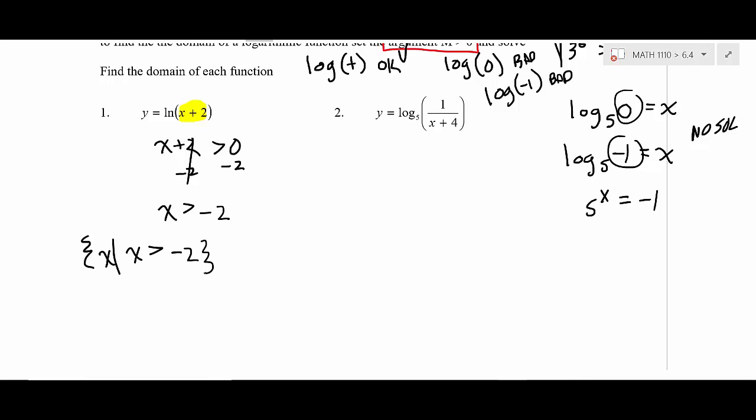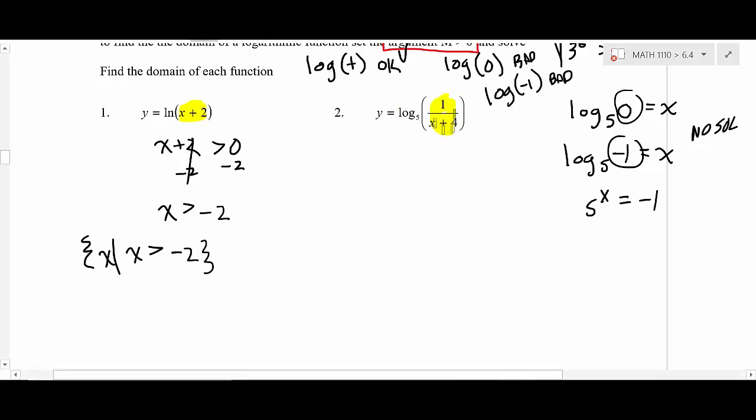What if you take a number bigger than -2, like say -1? -1 plus 2 is 1. It's okay to take a log of a positive number. So as long as x is bigger than -2, you're going to end up with a log of a positive number. Does that make any sense to you? Okay? So if you do this, take the argument, set it greater than 0, then if you can solve that inequality, then you've got it. Okay? Now that's a real basic one. The next one, there's a little bit more to think about.